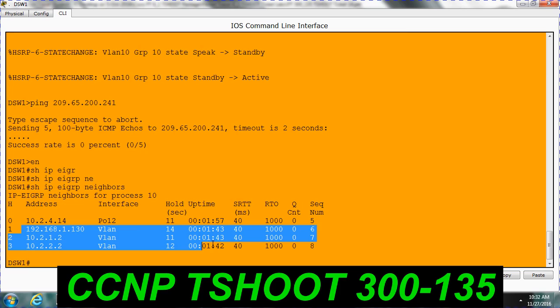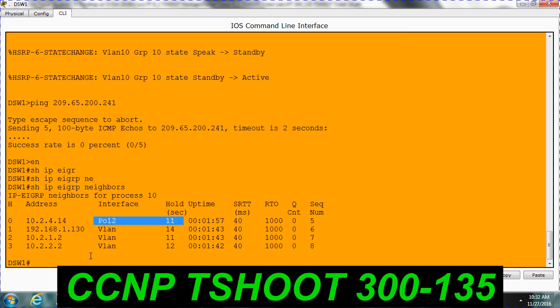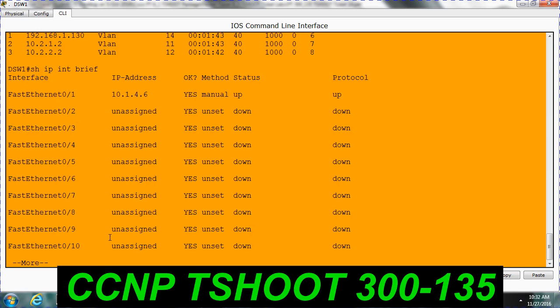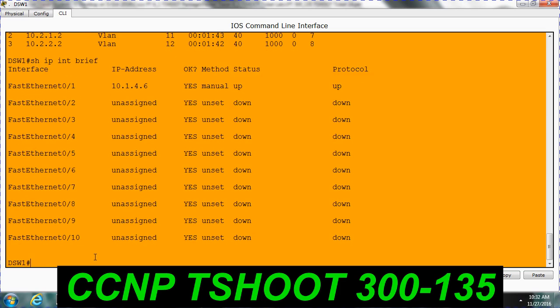This is the downwards, this is the port channel. EIGRP neighborship learned between the distribution switch. It was not learned via fast Ethernet 0/1. See, fast Ethernet 0/1 is connected to R4. Okay. So you won't learn the route.